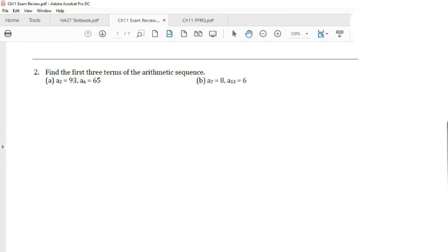All right, I'm going to do number 2b on this. Okay, so we're given two terms. We're given our 7th term and a 13th term. So a sub 7 equals 8 and a sub 13 equals 6. It says find the first 3 terms.